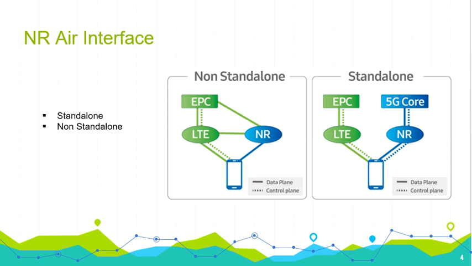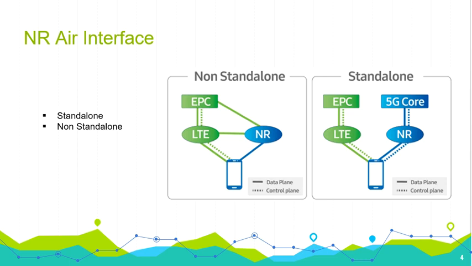Then the new radio air interface. There are two actually. The first one is non-standalone, and the second one is standalone. Non-standalone is basically the first stage of 5G, and, as you can see from the diagram, it uses the new 5G RAN but the existing 4G LTE network core. On the other hand, when you talk about standalone, it uses the 5G new RAN, and the core is also new, and the RAN is also brand new.